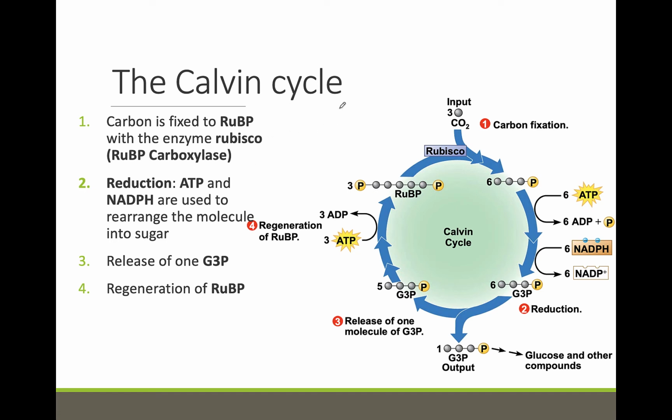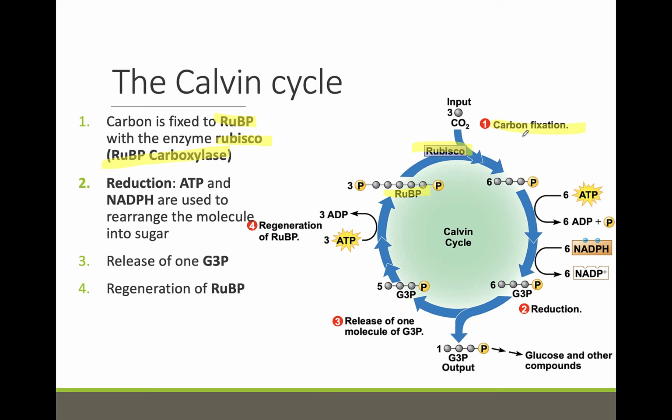The first phase is the fixation of carbon. Fixation is when the carbon dioxide gas molecule is attached to an organic molecule. The organic molecule it is attached to is called RUBP. This fixation reaction is facilitated by an enzyme called RUBP carboxylase, also known as Rubisco.